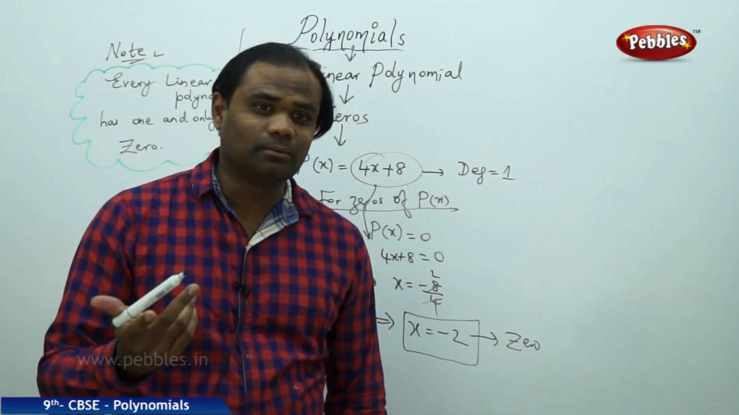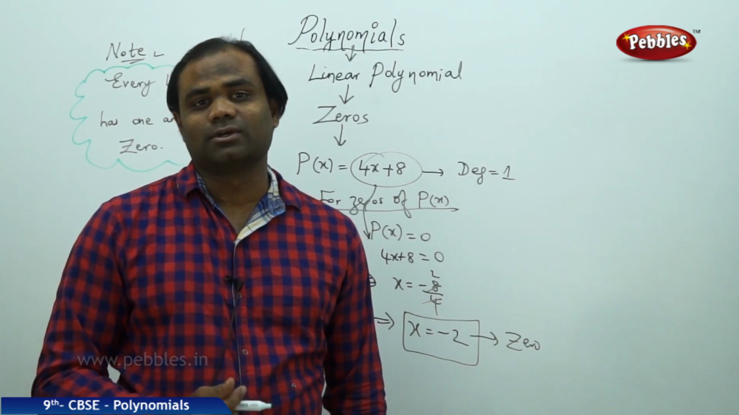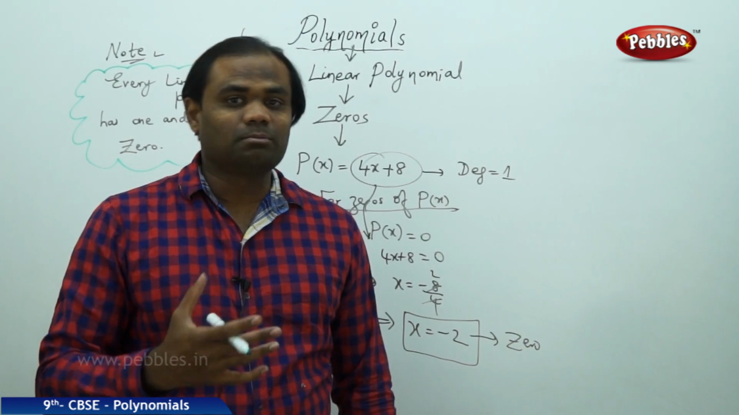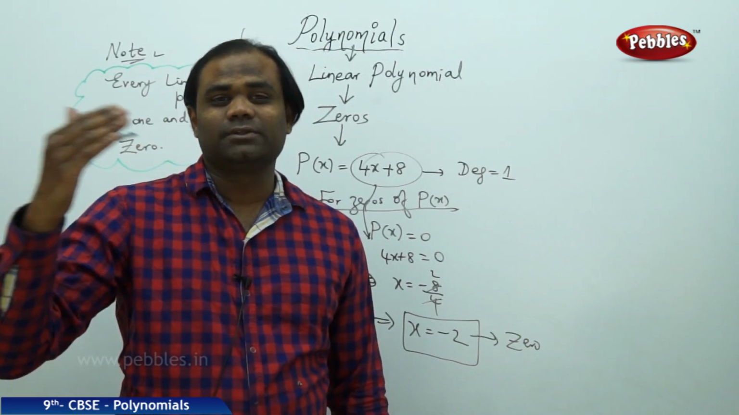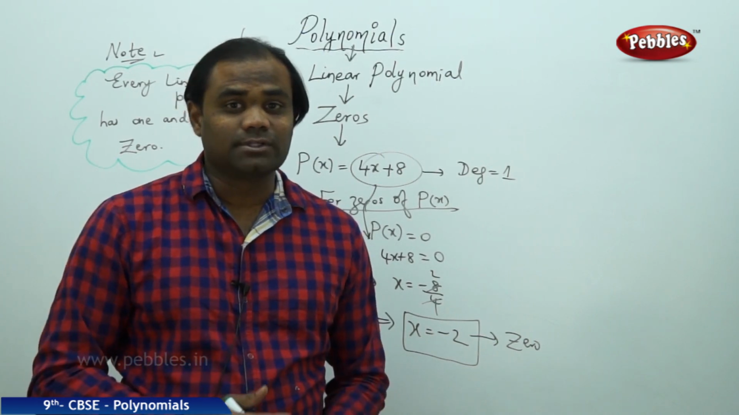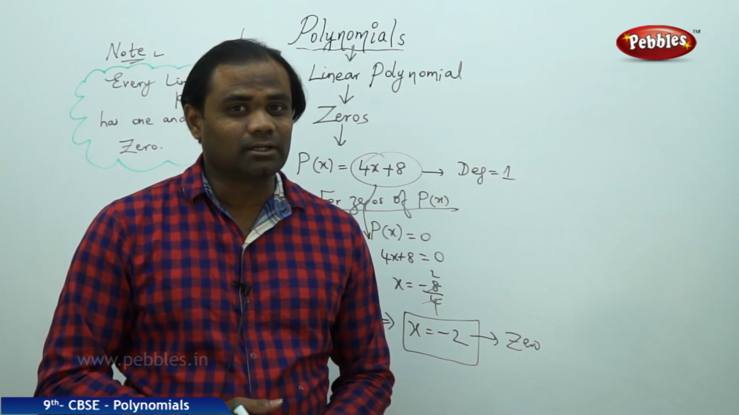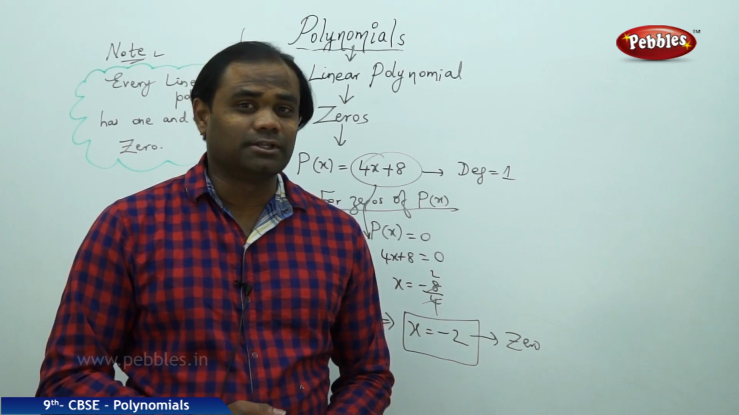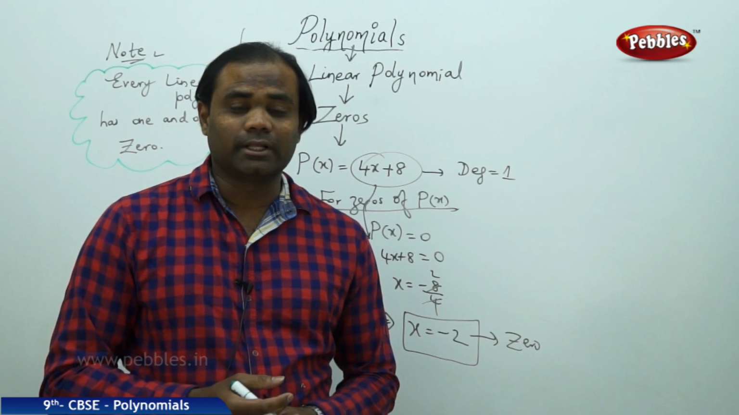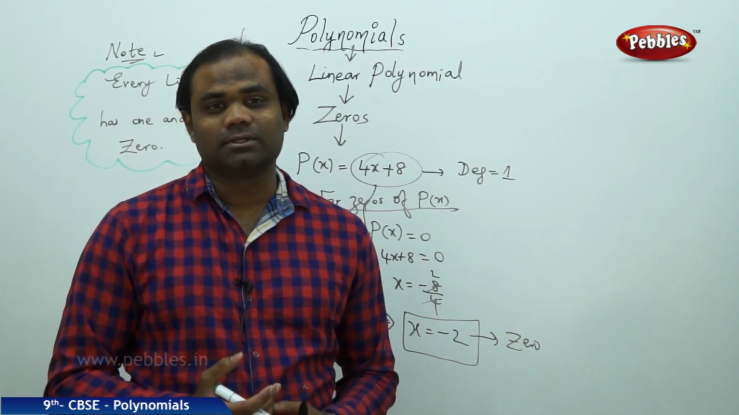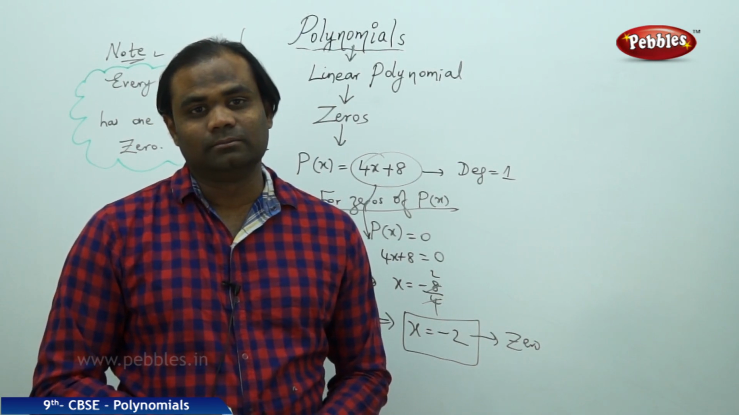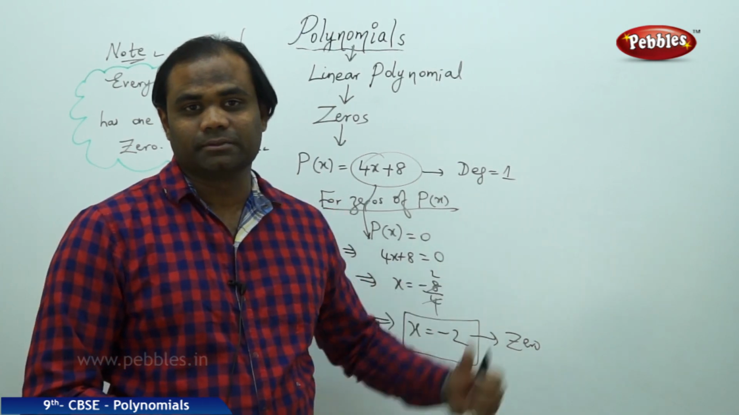A quadratic polynomial may have two zeros, or at the most two zeros, or less than two. A cubic polynomial has at the most three zeros or less than three. It cannot have four zeros. A quartic polynomial cannot have five zeros, but at the most can have four zeros. A quintic polynomial can at the most have five zeros, but not more than five. Is how we make the learning outcome through this investigation.